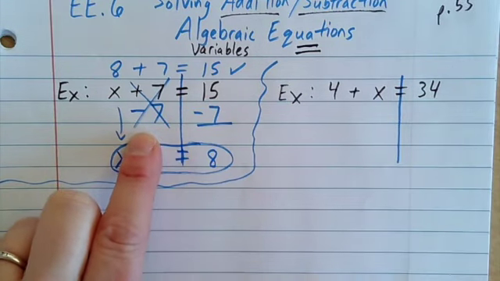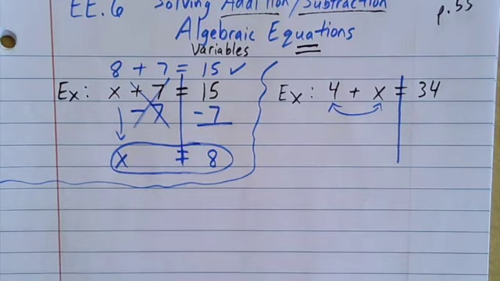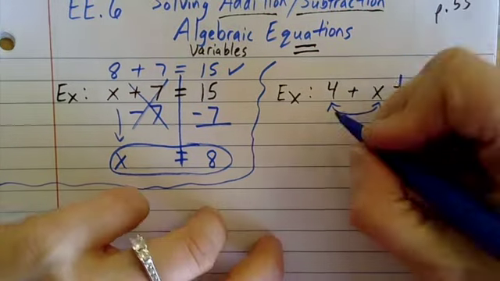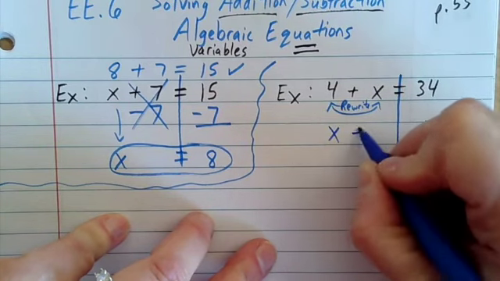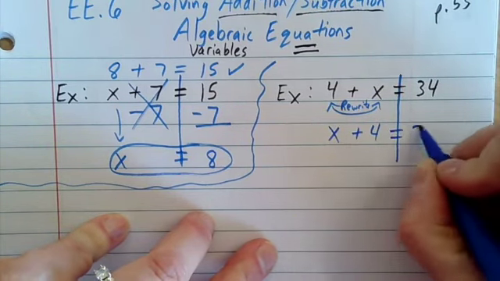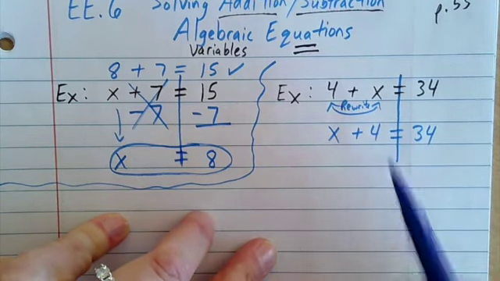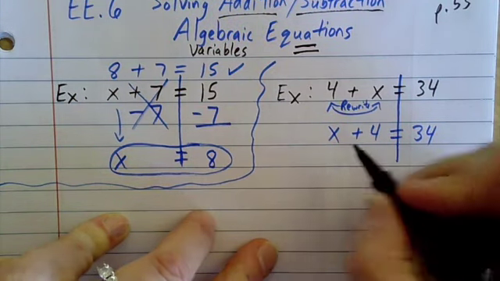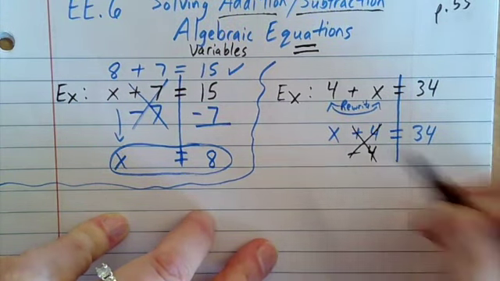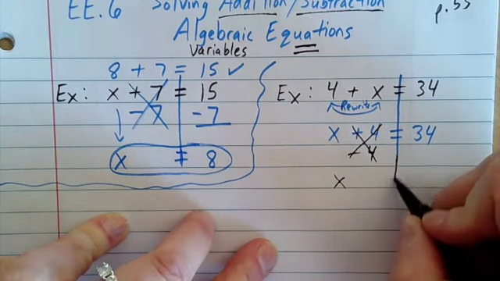If it were me, I would rewrite this and switch this around. Instead of 4 plus x, I would just say x plus 4. It's the same thing. So I would rewrite this so that you have x plus 4 equals 34. So how do I get x by itself? I've got to get rid of a plus 4. So I get rid of a plus 4 by doing the opposite, which is actually subtracting 4. If I subtract 4 on this side, it cancels out 4, which is great. That leaves me x by itself, which is what I want.